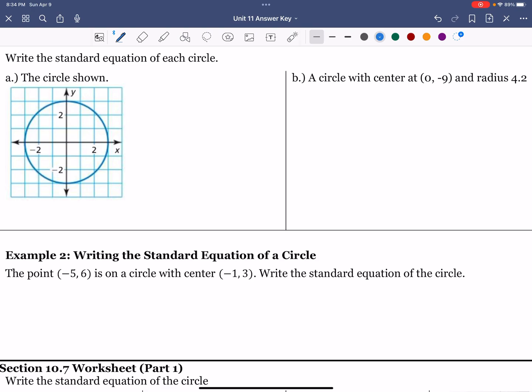The second way is by being given the center point and the radius. And then my last way is by being given a point on the circle and my center point. And so I'm going to show you these 3 ways.